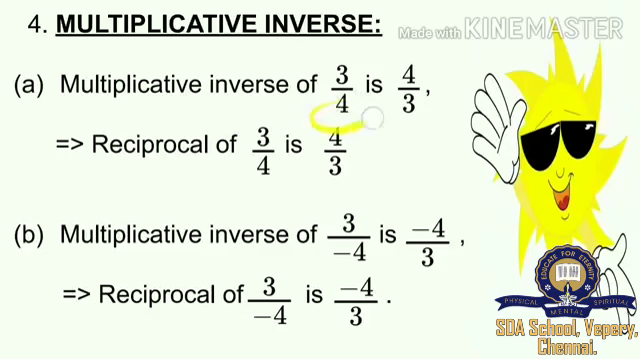Here you can see that the denominator value goes to the numerator and the numerator value comes to the denominator. Reciprocal of 3 divided by 4 is 4 divided by 3. Multiplicative inverse or reciprocal, these both are the same. Okay, and with the negative sign, the multiplicative inverse of 3 divided by minus 4 is minus 4 divided by 3. Reciprocal and multiplicative inverse are the same. Reciprocal of 3 divided by minus 4 is minus 4 divided by 3.